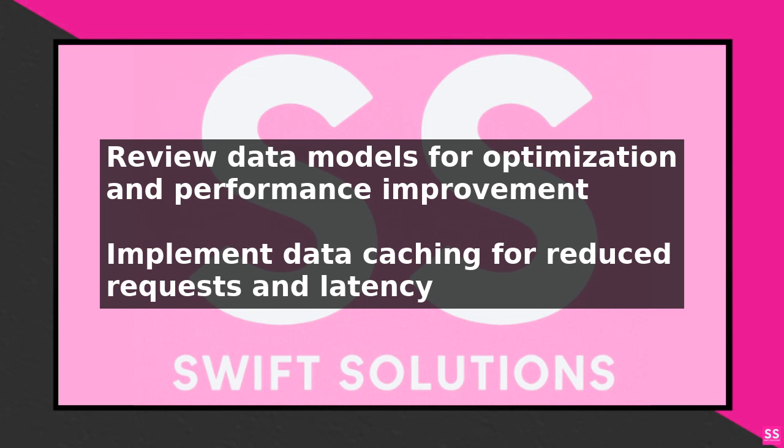To optimize your data store, start by implementing data caching, which can significantly reduce the number of requests made to your data store, resulting in improved performance and reduced latency. You can also use data pagination to limit the amount of data transferred between your application and the data store, which can also improve performance.